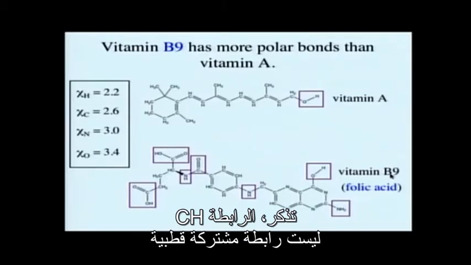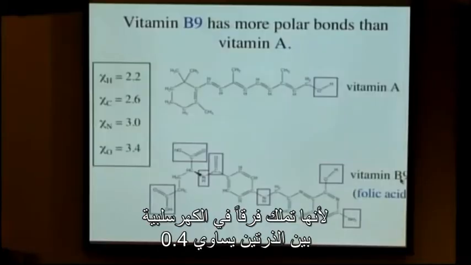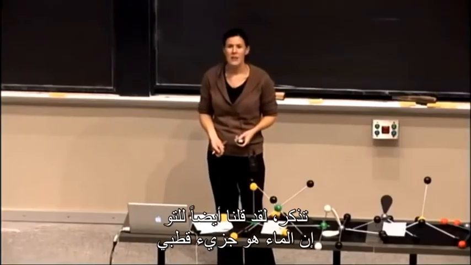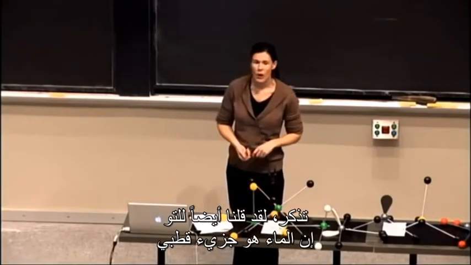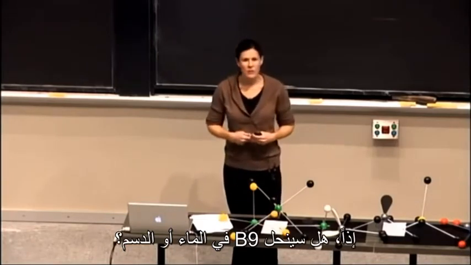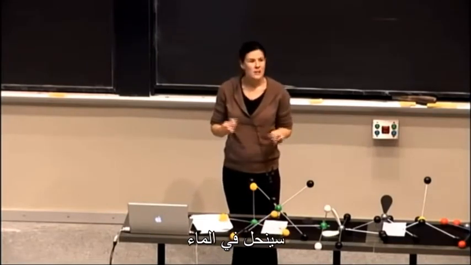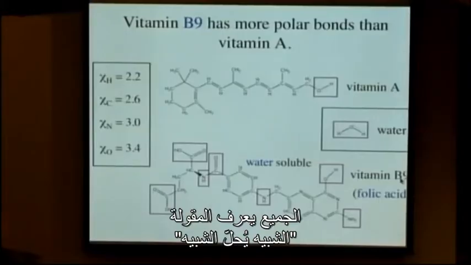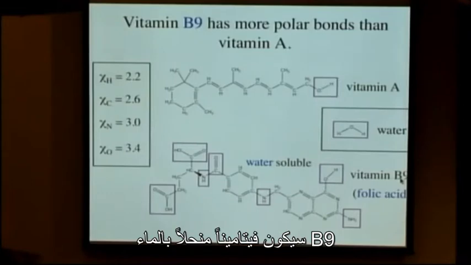Remember, the CH bond we're not calling polar covalent because it only has an electronegativity difference of 0.4 between the two atoms. So what we know is that vitamin B9, folic acid, is more polar. Remember, we also just said that water is polar. So would we say that B9 is water or fat soluble? It's going to be water soluble. Everyone knows the saying, like dissolves like. B9 is going to be very water soluble.